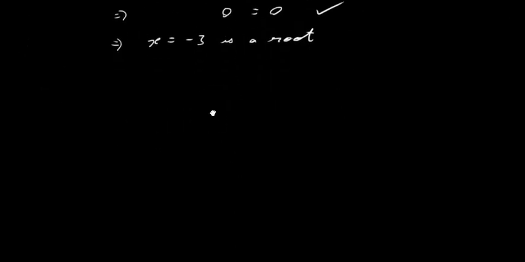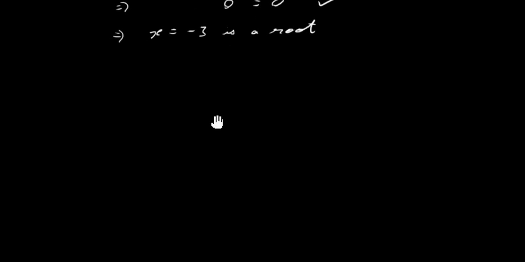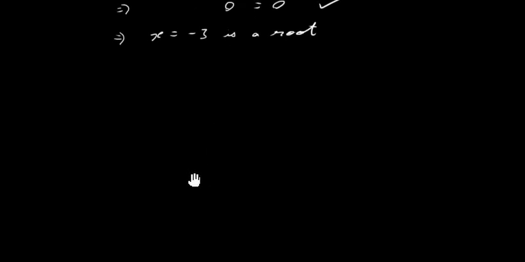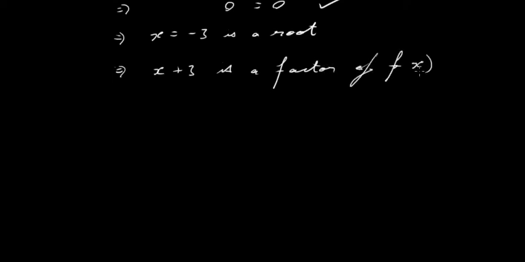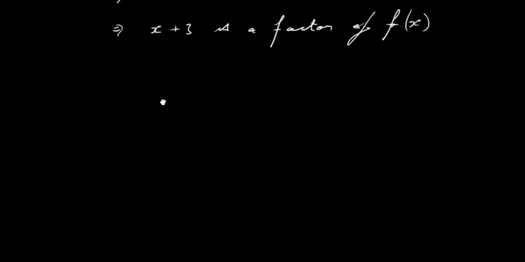Okay, so the next part of our question requires us to find the other two roots. So this is a cubic function, so there are at most 3 roots. We found one of them here anyway. So if x is equal to minus 3 is a root, by the factor theorem, x plus 3 then is a factor of our f of x. So that means if you divide x plus 3 into our function, it should divide in evenly, without any remainder.